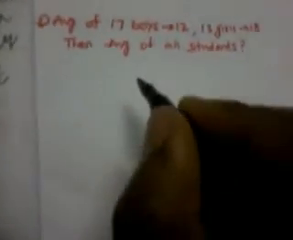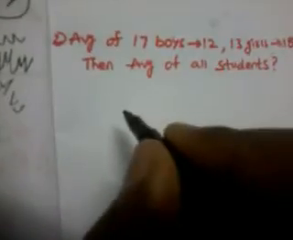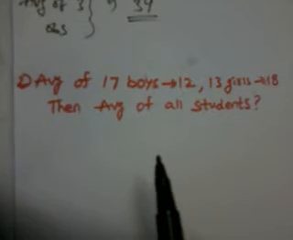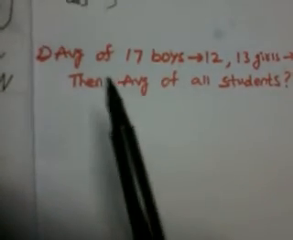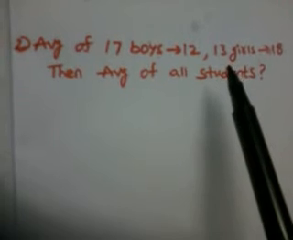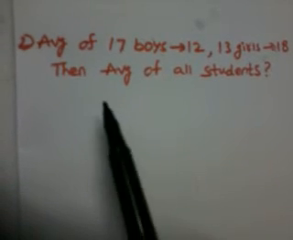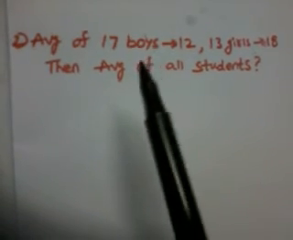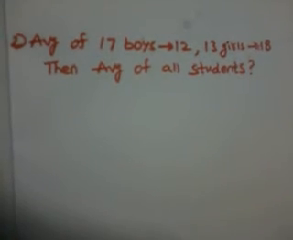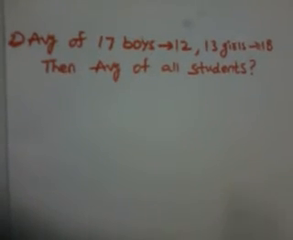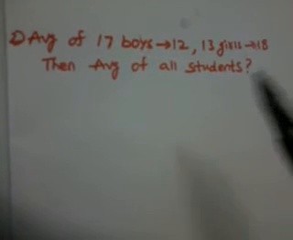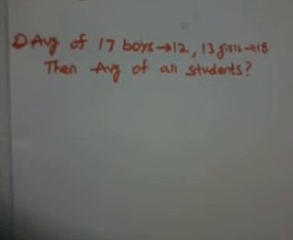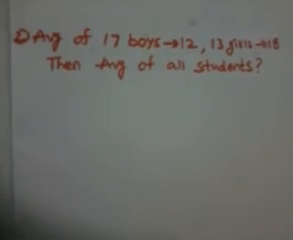Let us look at another example of averages. Whenever you are asked to find averages, as I already said, please convert to the form of sum of observations so that we can easily find the solution. In this problem, the average of 17 boys is 12 and the average of 13 girls is 18. Then we have to find the average of all the students. It has given two things, boys and girls, and after summing them together we will get all the students.